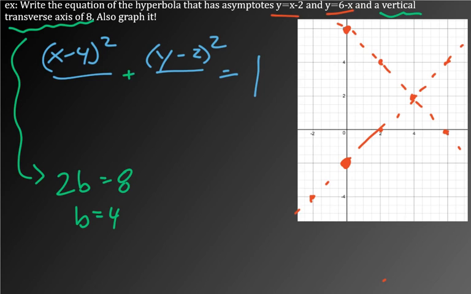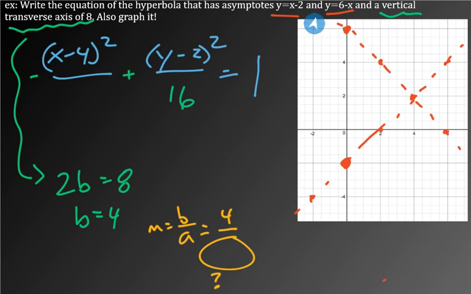And I now know that this is a positive y term, negative x stuff. And then if B is 4, I'm going to put 16 in there. And so you're really close to getting the equation, but we just need to use the B over A thing. So we know the slope of these lines is always B over A. We know B is 4, but I don't know A, right? And luckily, we know the slope of the asymptotes. We are given that. The slope is 1 or negative 1, right? And so this has to equal 1, right?